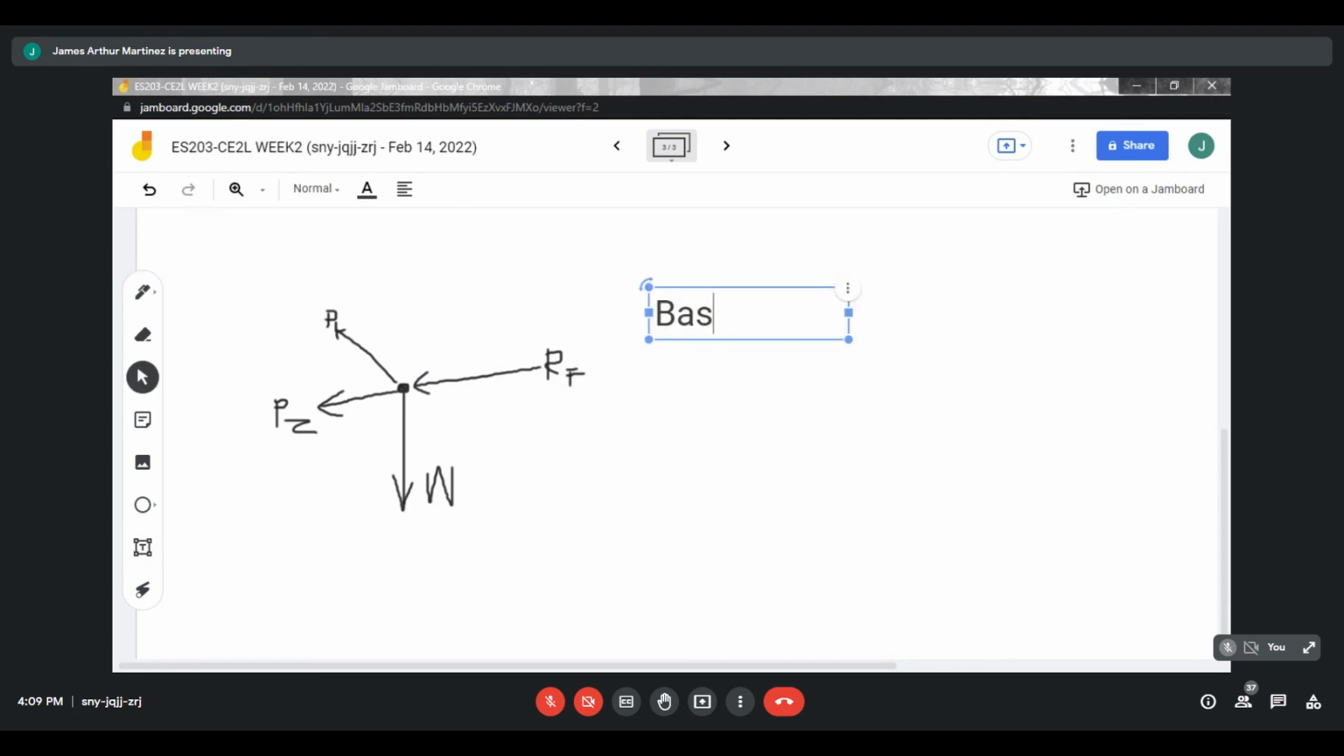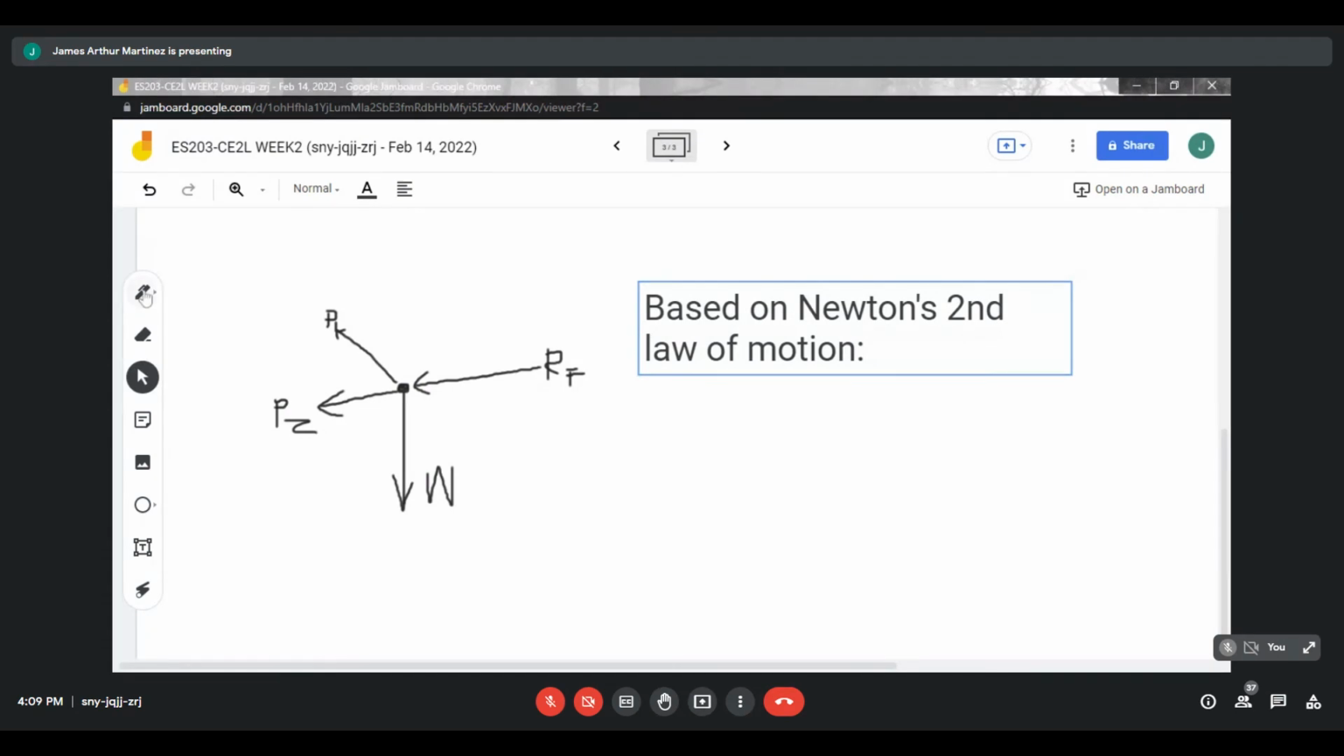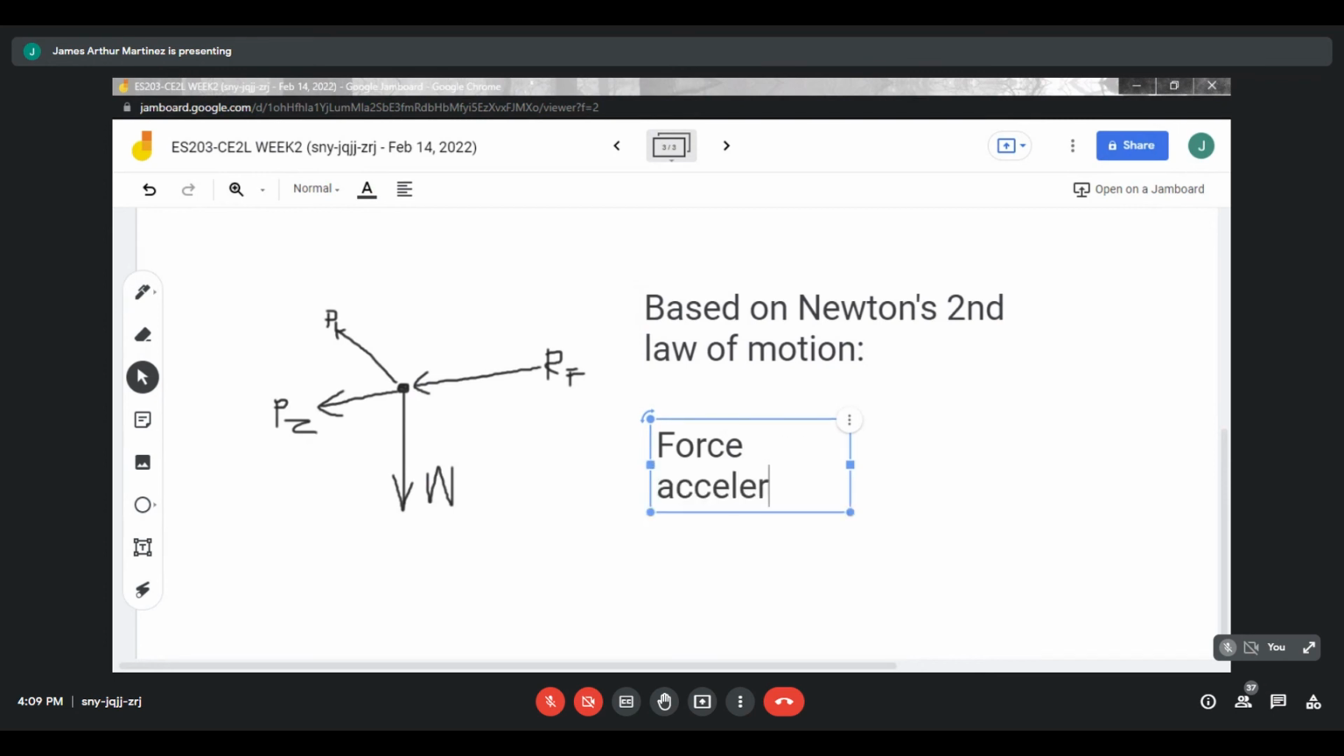So based on Newton's second law of motion, the force is directly proportional to acceleration.